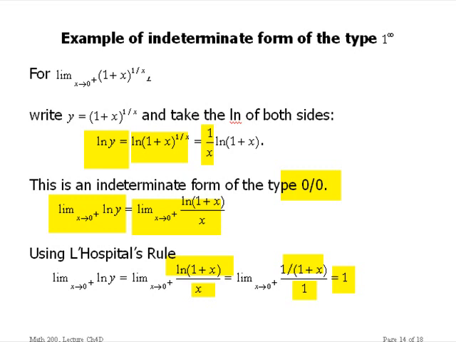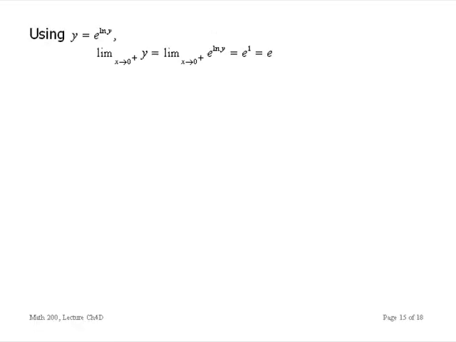All right. So far, so good, but you're not done yet, because what you have here is the limit of the natural log of y, and you want the limit of y. See, y is equal to this. So you have to take it one more step to unwrap y from the natural log of y. And here's how you do this. You've seen this before.